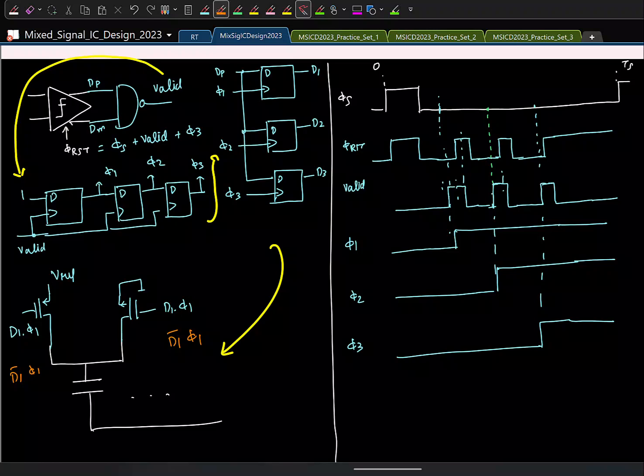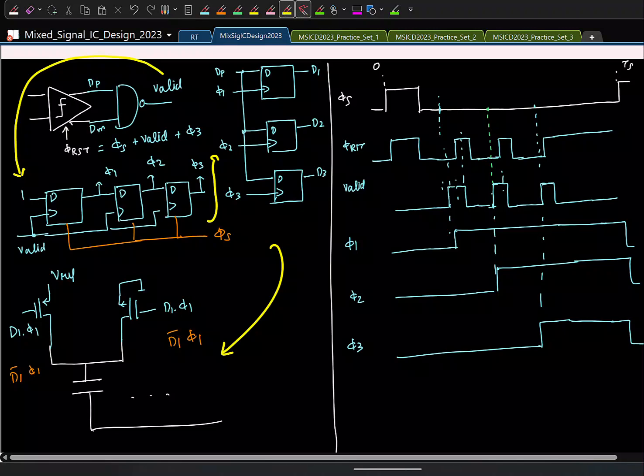Okay. So let's say this is the reset. I'll use ΦS as the reset. Is that okay? If you do this, it will all be fine. So at the end of this, after ΦS is gone, it will be 0 like this. So this is one way in which you can do this in an asynchronous manner.